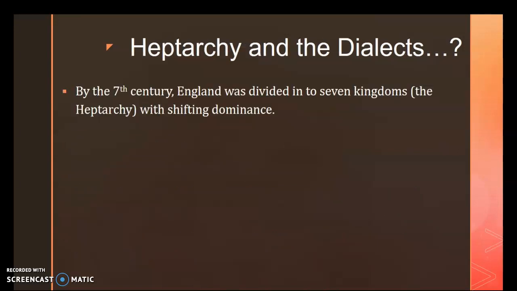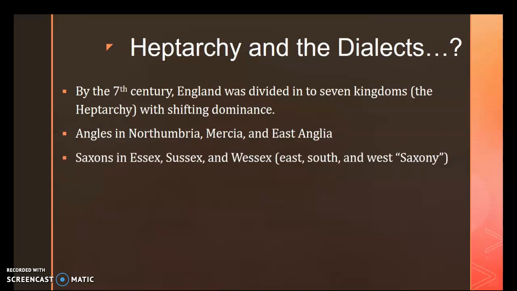Okay, so the Anglo-Saxons settled into 7 kingdoms called the Heptarchy. But dominance shifted over time. So sometimes the Northumbrians were in power, sometimes those in Mercia. At the end of the period, Wessex would be the most powerful group and leaders against Scandinavian and Norman invasions.